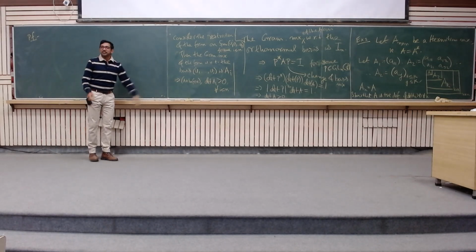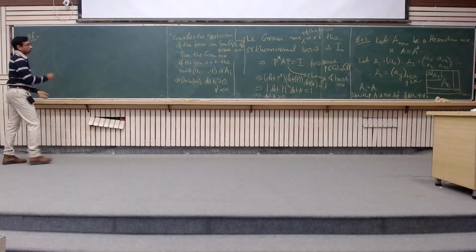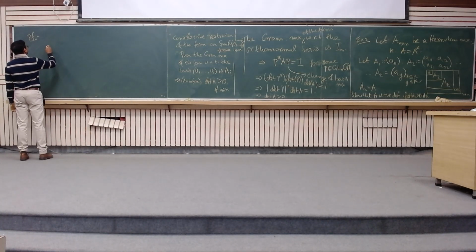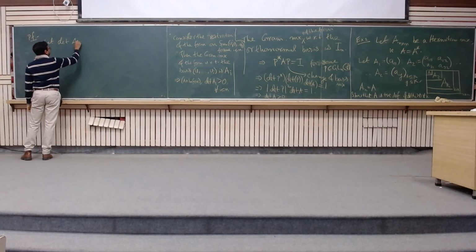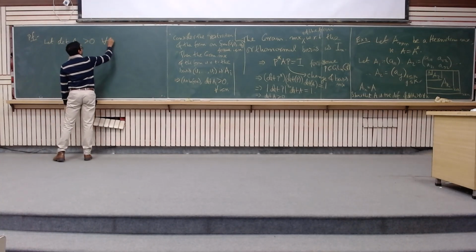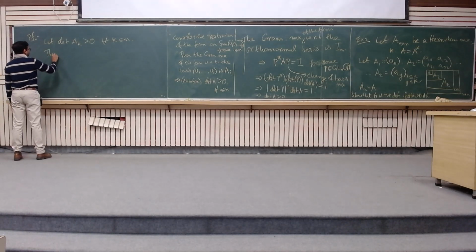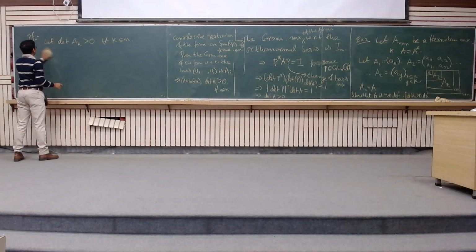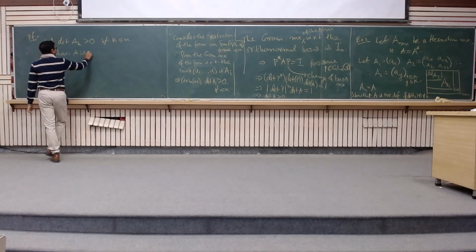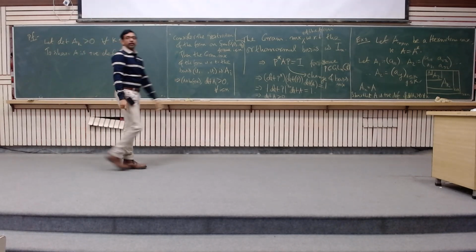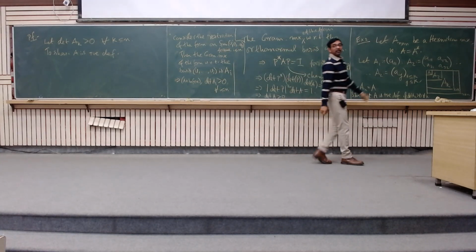So this was the easier direction. Now the non-trivial direction, that is, let the determinant of A_k be greater than 0 for all k less than or equal to n. We must show that A is positive definite. All right, we'll prove by induction.